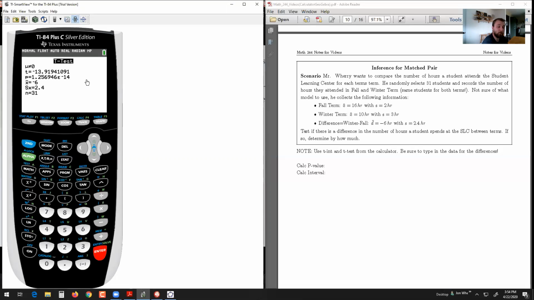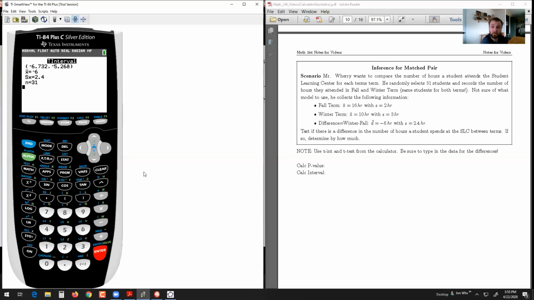If I want to do the interval, I'm going stat, test, and I'm scrolling down to where this says t-interval. Again, one of my favorite parts about using these graphing calculators is that it automatically types in this information for me. Negative 6, 2.4, 31, be 90% confident, okay? This gives me that same interval as before of negative 6.73 to negative 5.27.